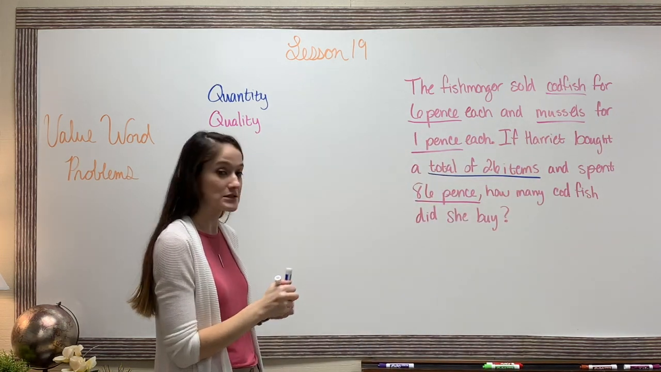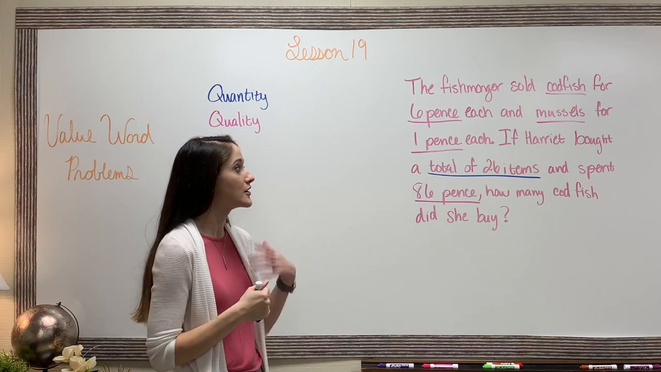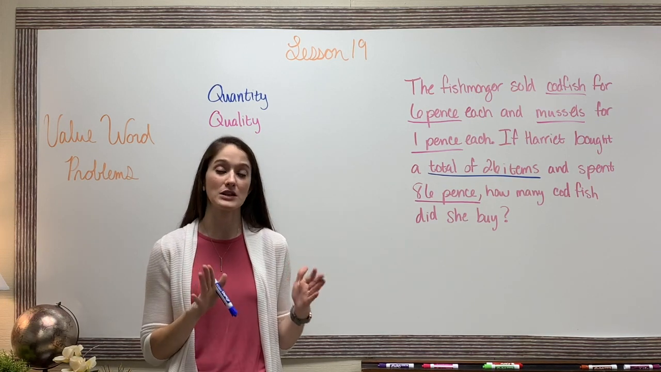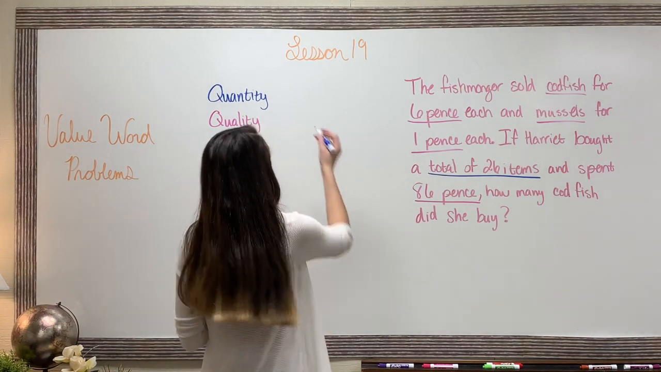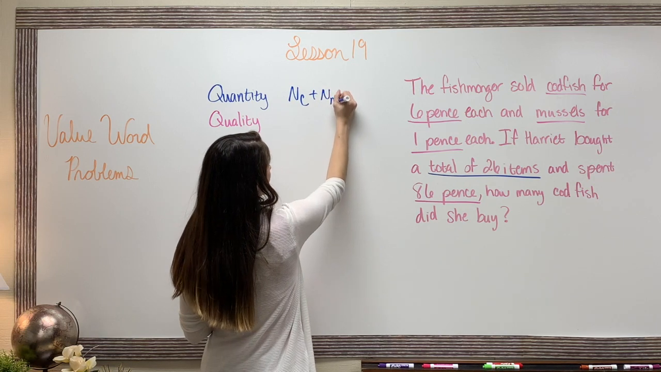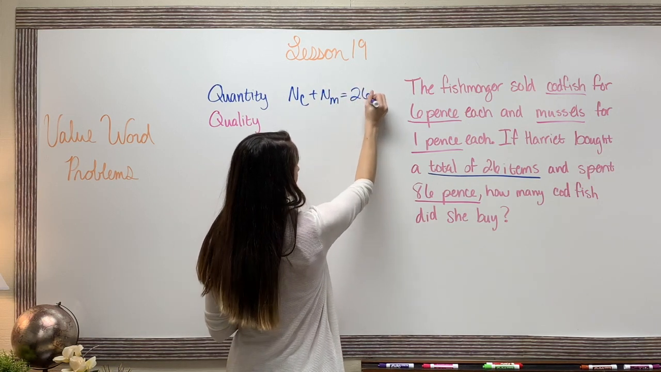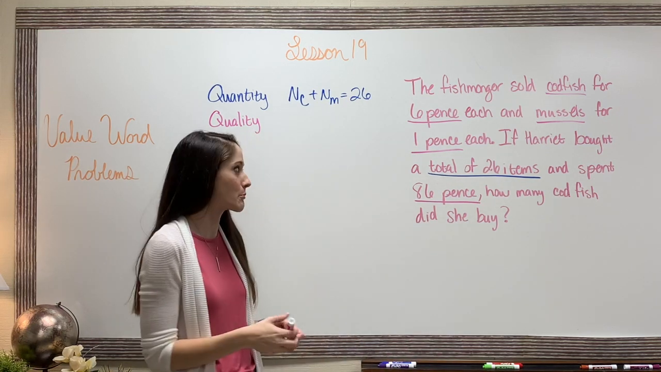So right there, I can start setting up my quantity, the number of cod, the number of mussels. I don't know what it was for each, but I do know that total, she had 26 items. So the number of cod plus the number of mussel will equal 26. So there is my question of quantity, how many were bought.